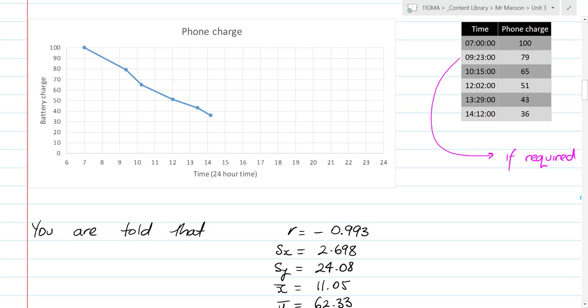Just to show you what I mean here, I go from 100 and my linear regression goes through here. I can't also have negative percentage. So the phone just goes flat at some point. Beyond there, my model doesn't make sense. Above here, my model doesn't make sense.